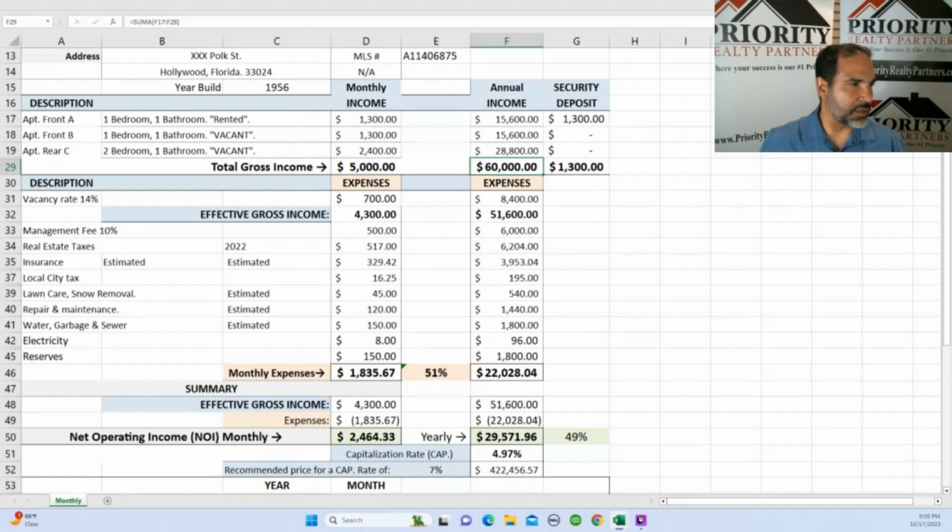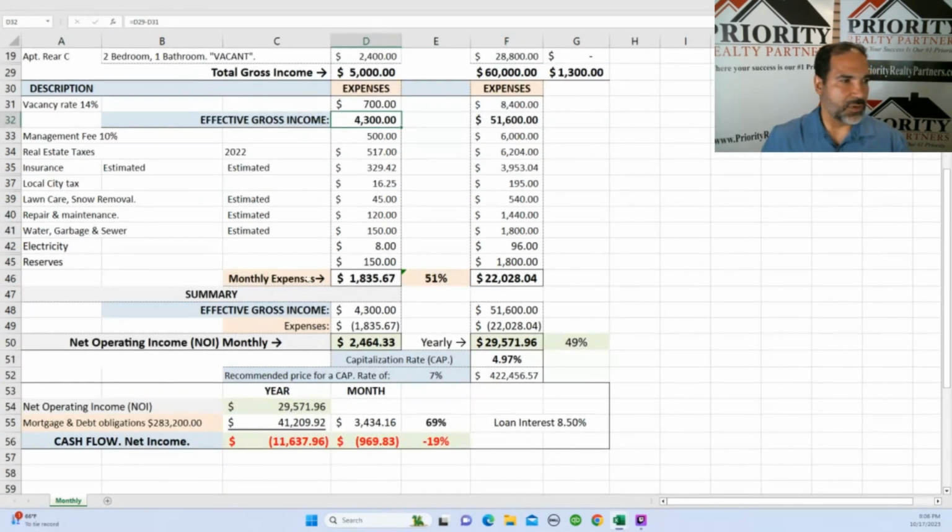I know this area where the property is, and the vacancy rate is a little bit high there. So I'm going to use a vacancy of 14%. That's out of the 365 days of the year. 14% of those days, I estimate, is going to be vacant. And actually 2 of the units are vacant right now. So 14% of that monthly income is $700. A year is $8,400 out of the $60,000. That gives me an effective gross income of $51,600 or $4,300 a month.